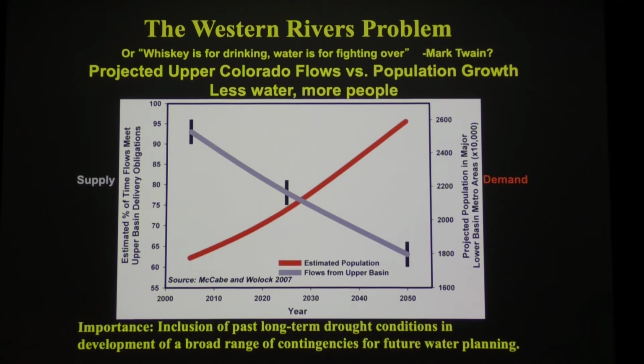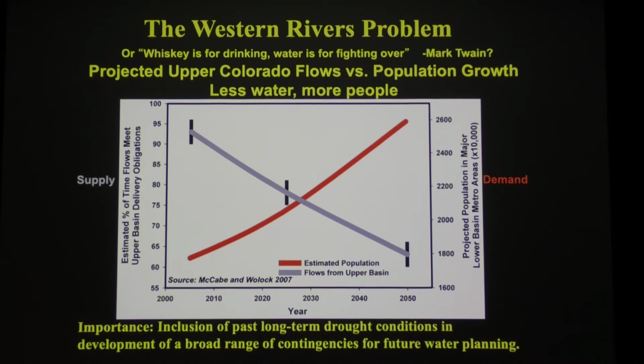So this is a great figure that I always like to add this potential quote from Mark Twain, you know, whiskey's for drinking, water's for fighting over, okay? This is where we're headed in the future in terms of our demand because of population increase in red and our estimated flows from the upper basins in gray. This inflection point is like day after tomorrow almost. It's like 2027 or 2030. It's only 10 years from now, 11 years from now.